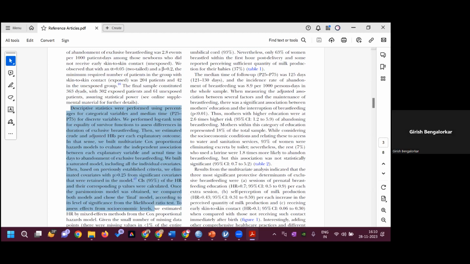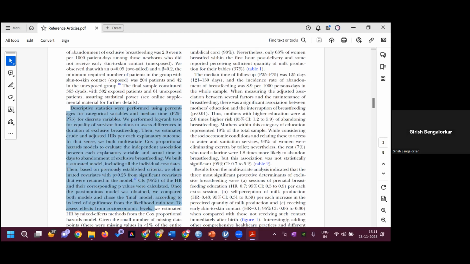Descriptive statistics were performed using percentages for categorical variables and median time, that is P25 to P75, for discrete variables. We performed a log rank test for equality of survivor functions to assess differences in the duration of exclusive breastfeeding. Then we estimated the crude and adjusted hazard ratio for each explanatory outcome. In that sense, we built multivariate Cox proportional hazard models to evaluate the independent association between each explanatory variable and actual time in days to abandonment of exclusive breastfeeding.